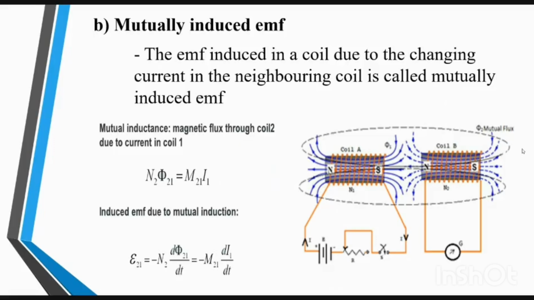That is mutual inductance. The magnetic flux through coil 2 due to the current in coil 1 is given by the equation N2 phi 21 equal to M21 into I1. Therefore, the induced EMF due to mutual induction is given as E equal to minus N2 d phi 21 divided by dt, that is equal to minus M21 di1 by dt.